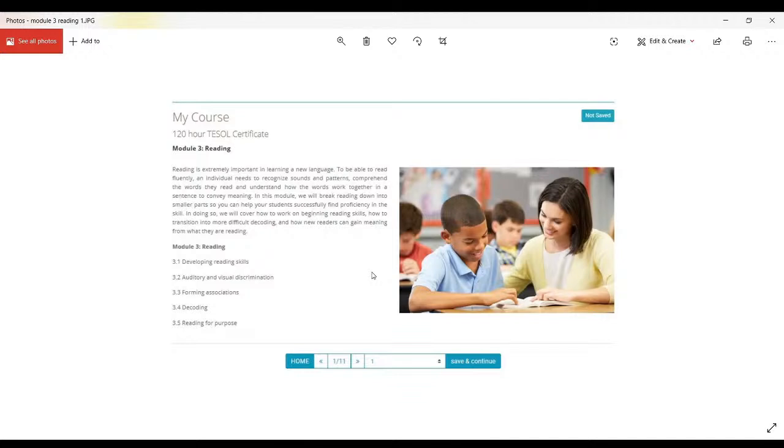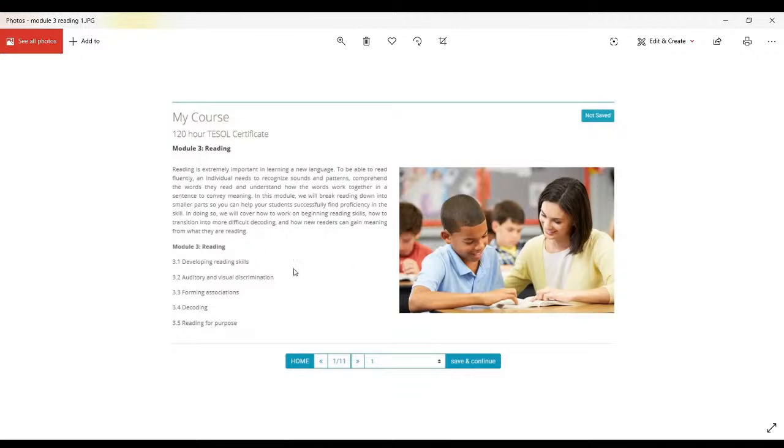successfully find proficiency in the skill. In doing so, we will cover how to work on beginning reading skills, how to transition into more difficult decoding, and how new readers can gain meaning from what they are reading.